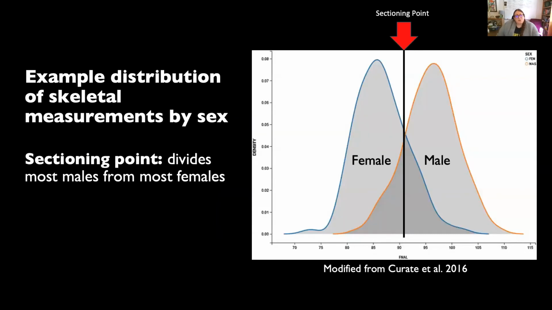So if you were to make a graph of any skeletal measurement, you would probably get something like this. And the majority of female measurements would fall into a particular range, and the majority of male measurements would fall into another particular range. And each sex would have their averages and their extremes. And the ranges between the sexes would overlap, but there would be a certain point that divides most males and most females, and this is called the sectioning point. And if a skeletal measurement of an unidentified individual falls on one side, they are more likely female. And if it falls on the other side of the sectioning point, they're more likely male. If they fall somewhere in the middle of the two, sex is indeterminate.